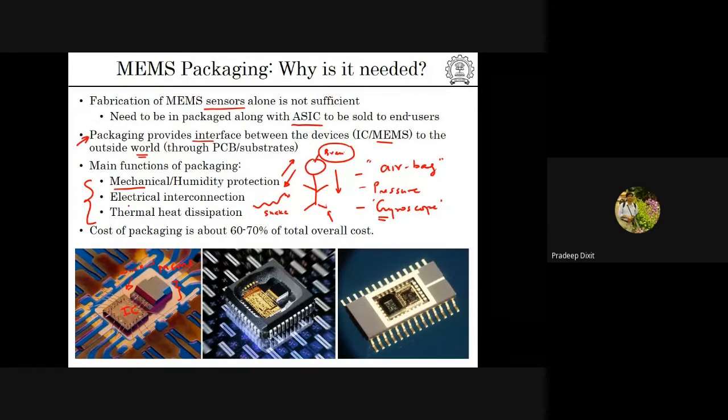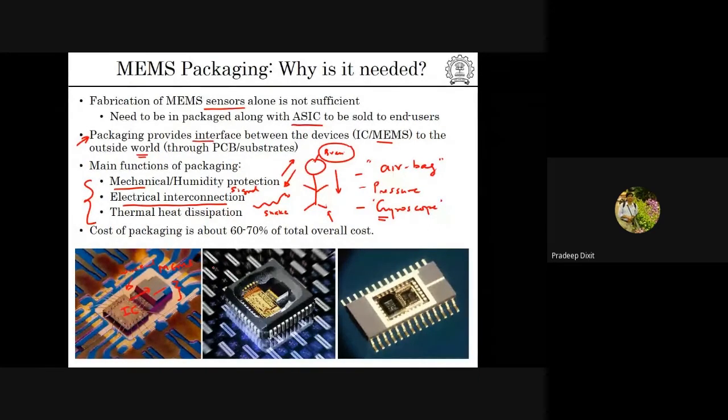Second and most important is the electrical interconnection. You need to provide faster interconnection so that whatever the sensing information is, it can be communicated to the IC, and whatever the response is, it can go back to the MEMS die. So you need to provide a faster interconnection. It means that the signal delay has to be as small as possible.